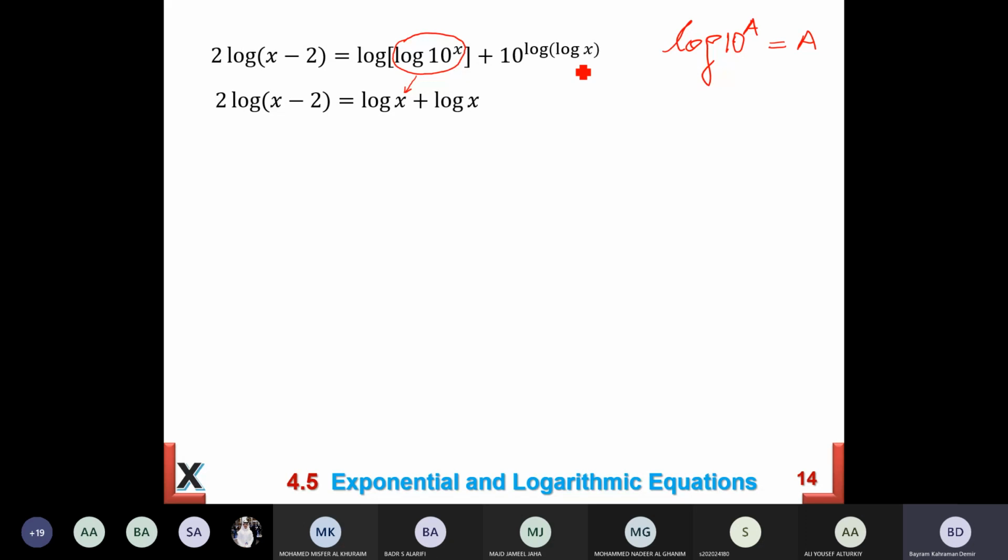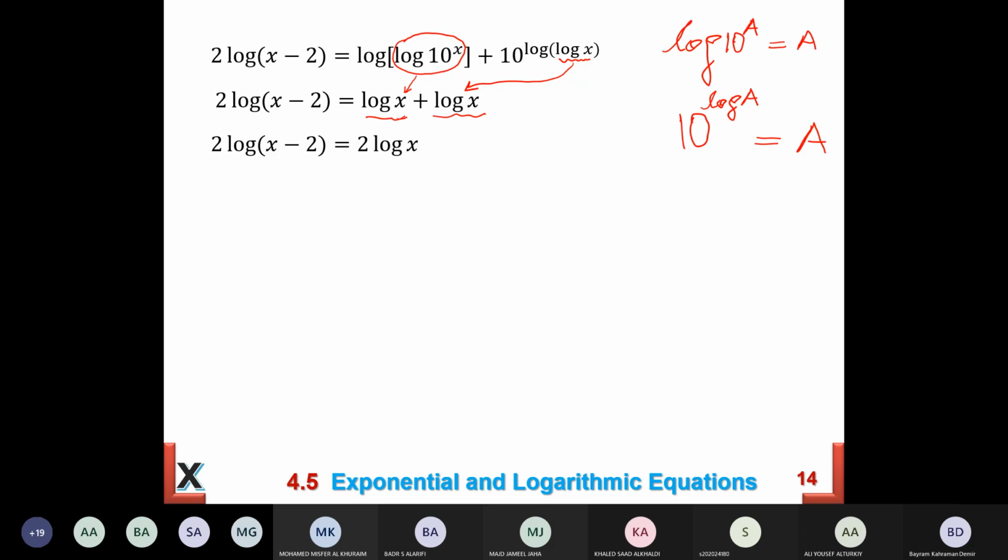How about this one, Shabab? We have 10 to the logarithm of a. Do you remember? It is equal to a. Now, what is a here? A is logarithm x, right? So the result is logarithm x, Shabab. You see? So we have logarithm x plus logarithm x, so clearly it is equal to 2 times logarithm x.